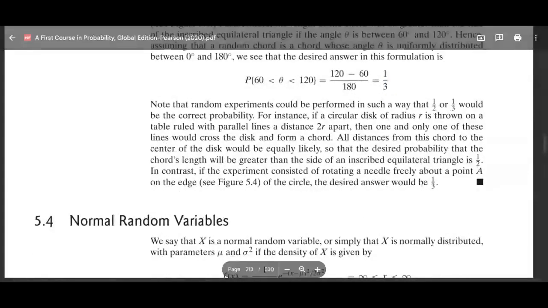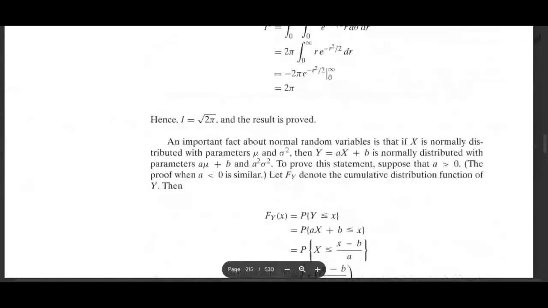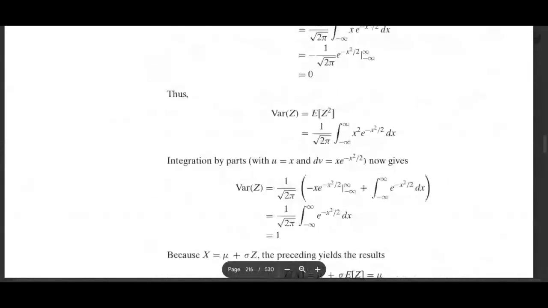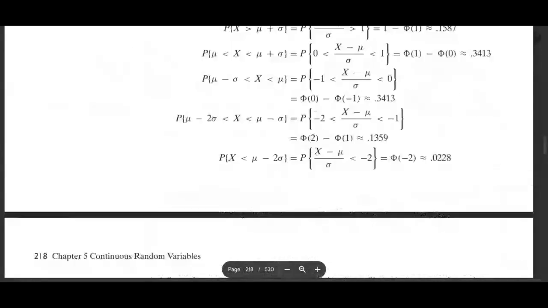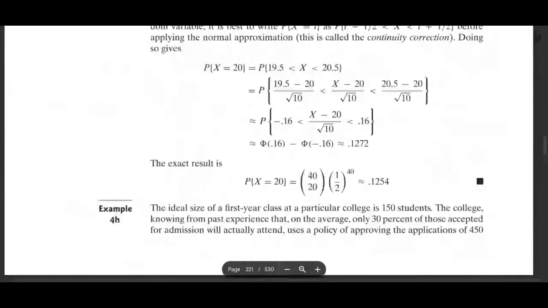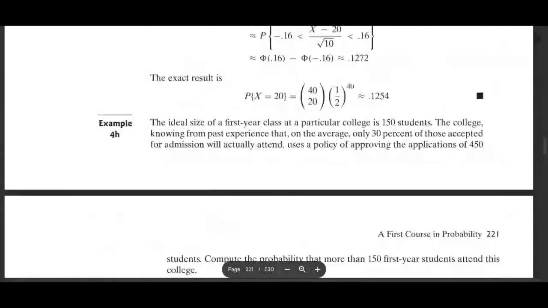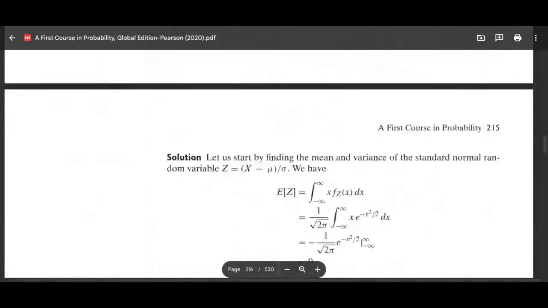Anyway, let me see how long is a normal random variable. Normal distribution. Okay, this is a long one. Maybe we use 2 classes. So let's start normal distributions.